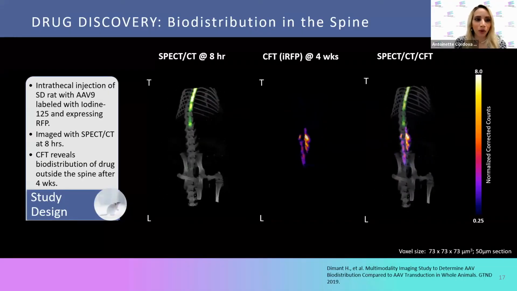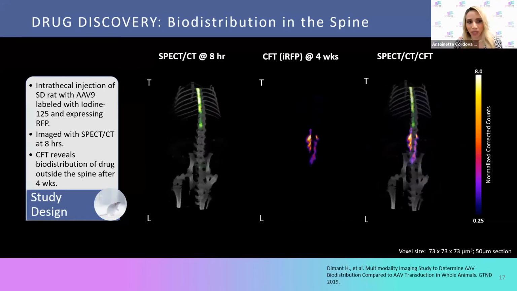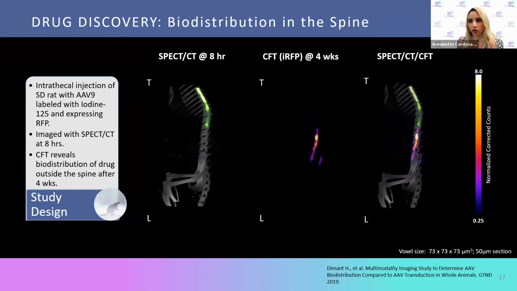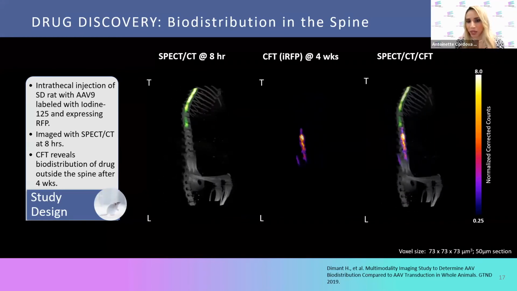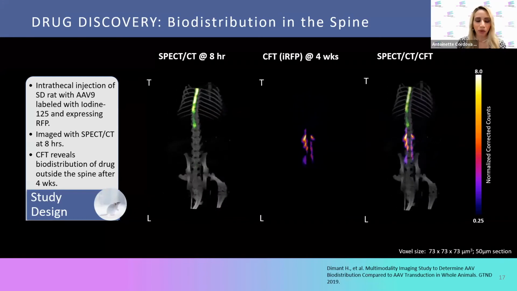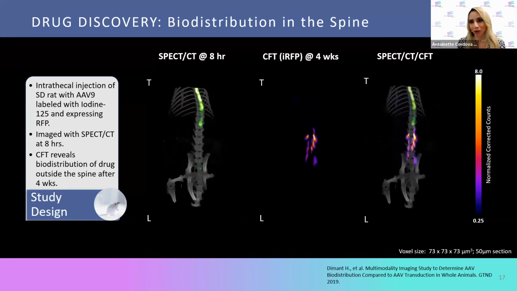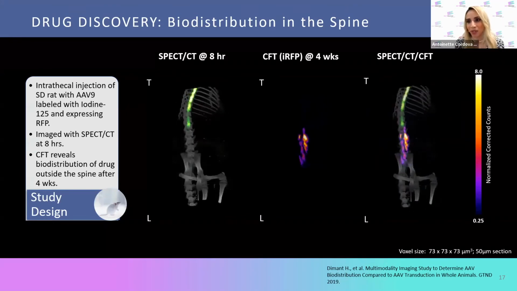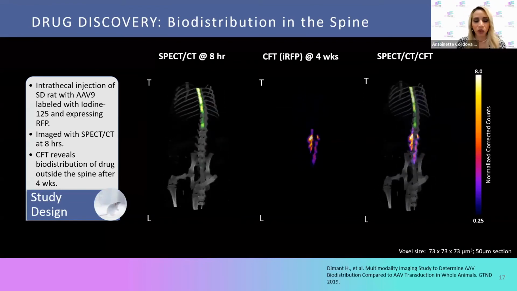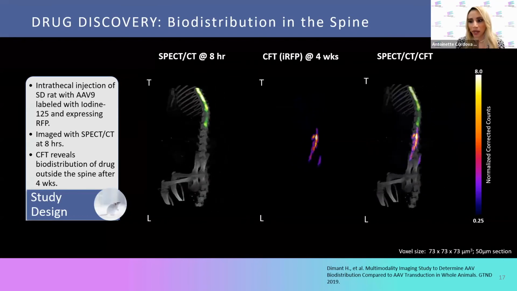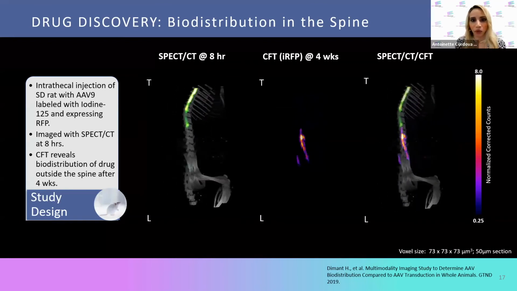Here's another study, highlighting an intrathecal injection of an AAV9 labeled with iodine 125 and RFP. They were looking at the biodistribution of the drug, and with CFT they were able to determine that the biodistribution actually left the spine, or the areas of interest they were looking at. What's also interesting, especially for those using radio labels, is that you have to wait for the decay to happen. You can't multiplex with a radio label. CFT really overcomes that, and if you're able to use a fluorophore, it's also non-toxic. So it's something to think about when designing studies in animals. It really overcomes some of the limitations of, for example, nuclear imaging.